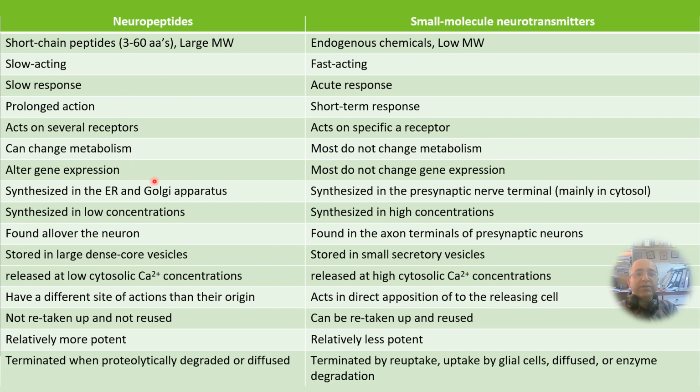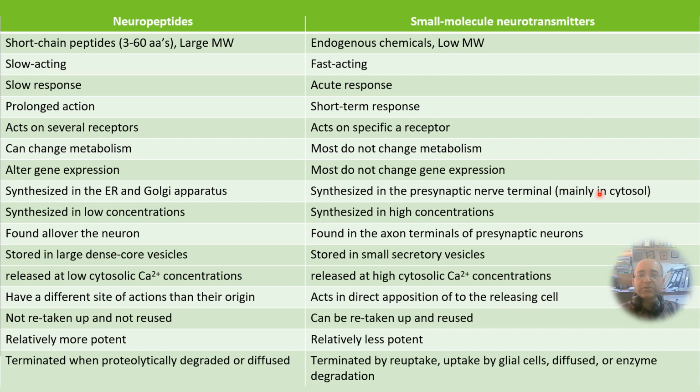Neuropeptides can change gene expression. Here, most of them do not, but we've noticed that some of them do as well. Okay, but most do not. Neuropeptides are synthesized in the endoplasmic reticulum and the Golgi apparatus, but small molecule neurotransmitters, they're mainly synthesized in the presynaptic nerve terminal itself, mainly in the cytosol.